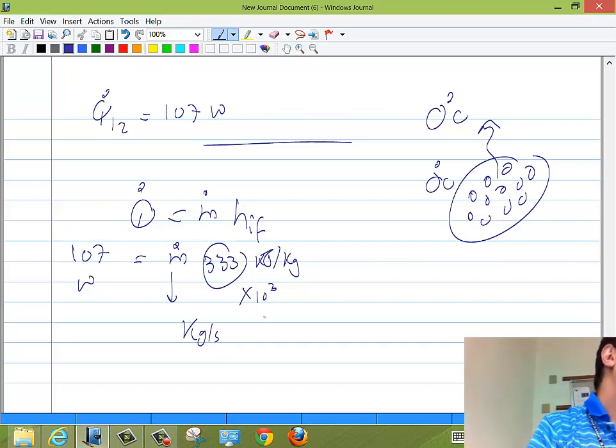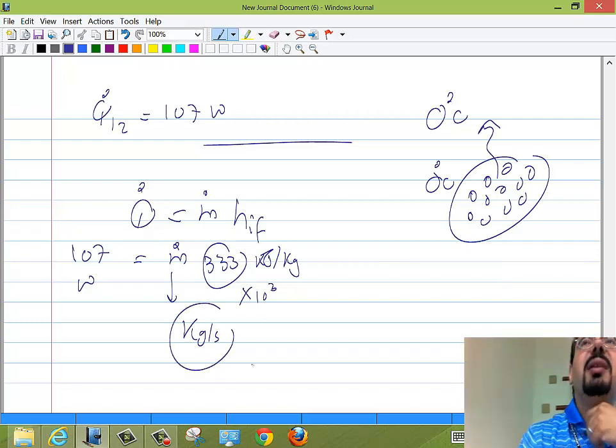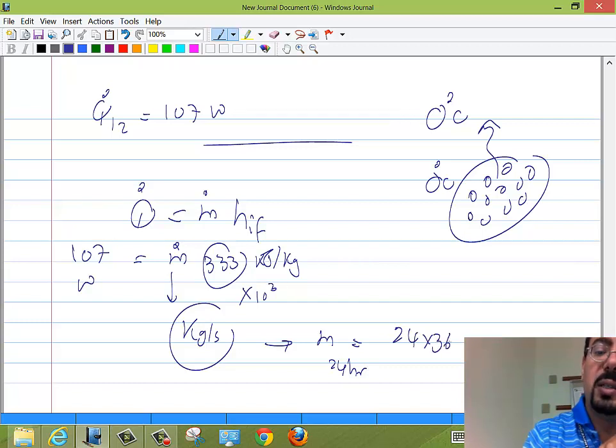But when you read the problem, he actually said the amount of ice that melts during 24 hours. So this is what will happen in every second. Every second, this much kilogram will melt. So in 24 hours, how can I get the m in 24 hours? Times 3600 times 24. So I multiply this number, this number times 24 times 3600. That's how many seconds we have in 24 hours.